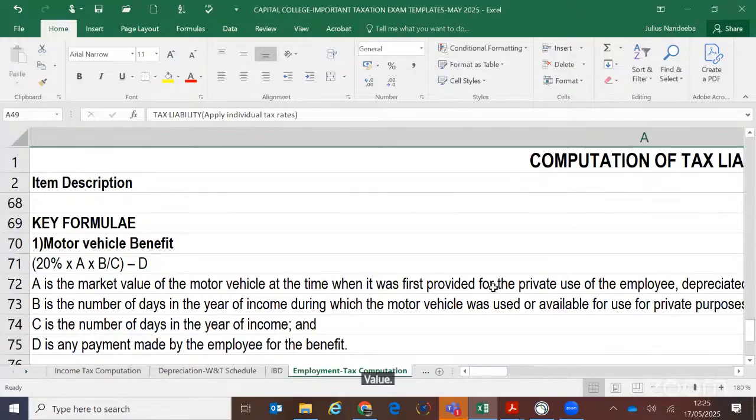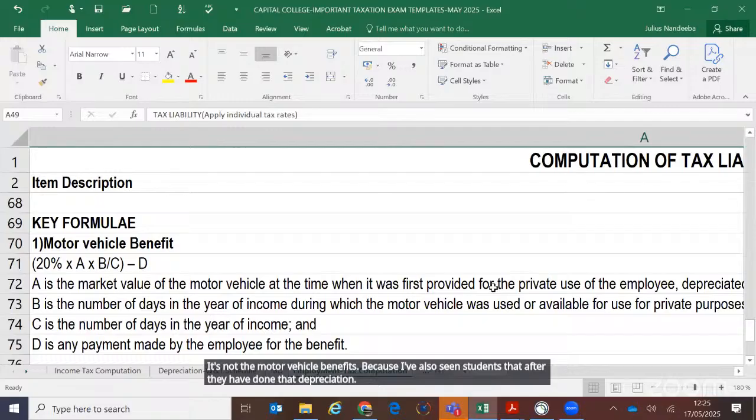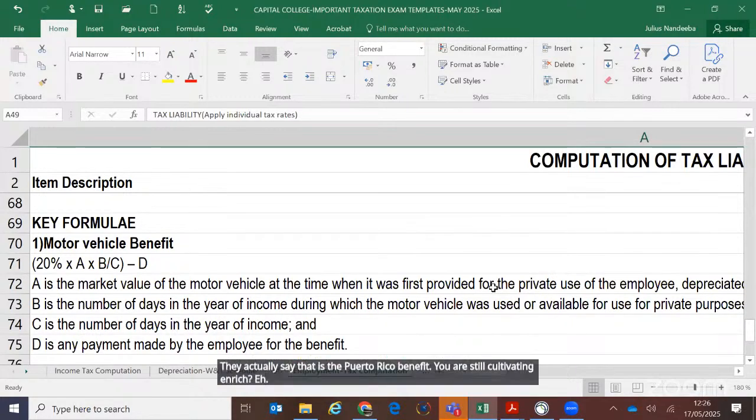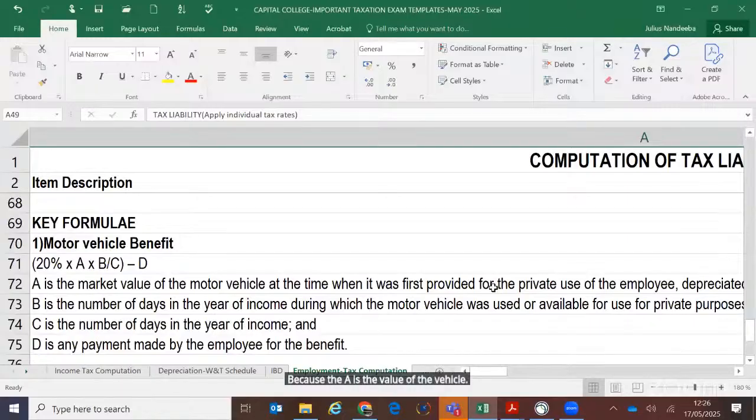Now, what you have got is only A, it is not the motor vehicle benefit. I've also seen students that after they have done that depreciation, they say that is the motor vehicle benefit. You are still calculating only A, because the A is the value of the vehicle. The next one is B. B is only the number of days this vehicle has been used or available for use by the employee.